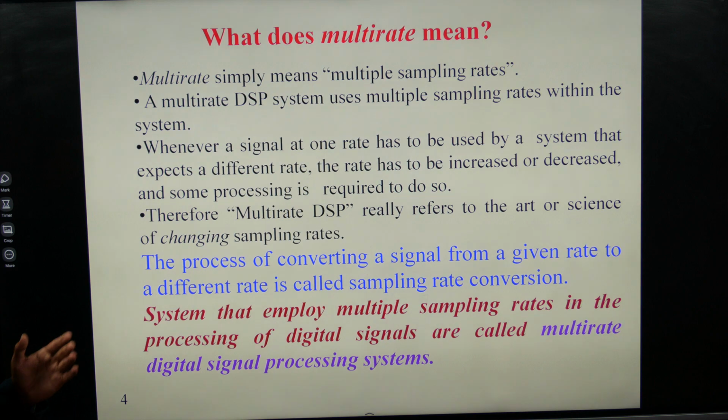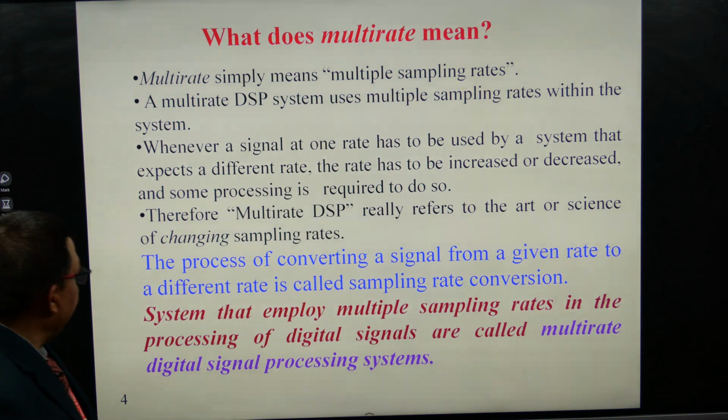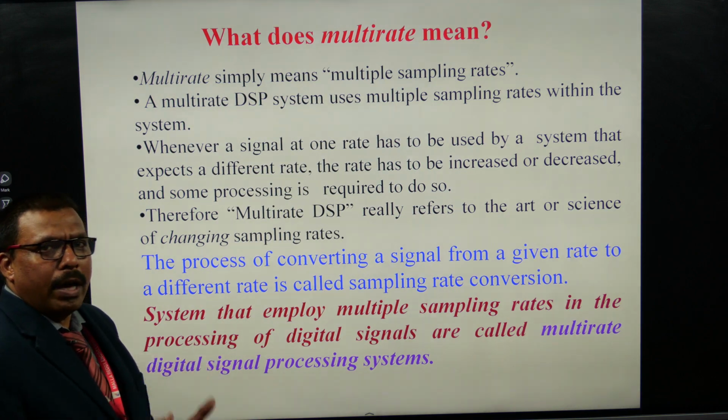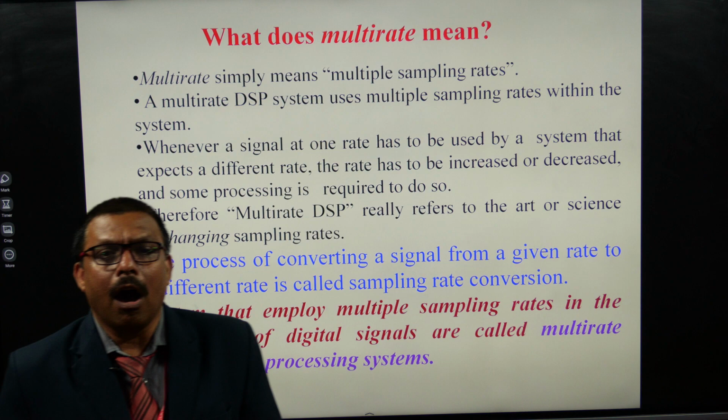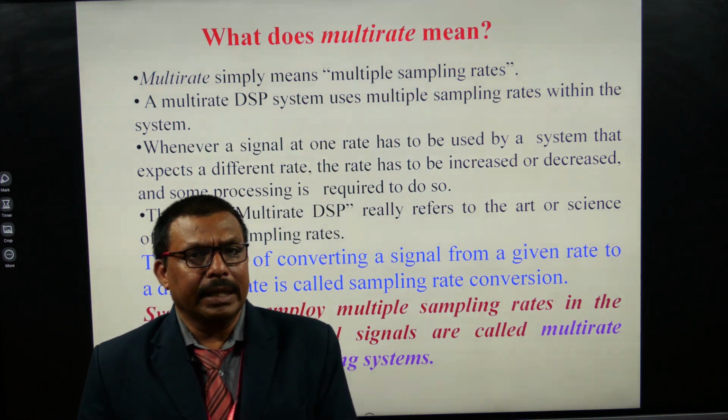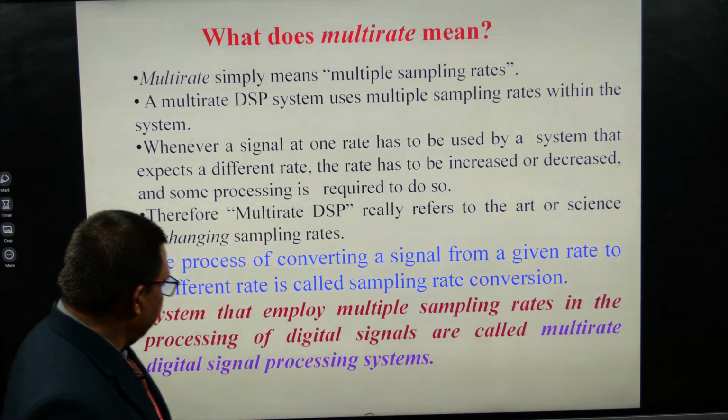So what is multirate signal processing? It means multiple sampling rates. A multirate DSP system uses multiple sampling rates within the system. The process of converting a signal from a given rate to a different rate is called sampling rate conversion. A system that employs multiple sampling rates in the processing of digital signals is called multirate digital signal processing.